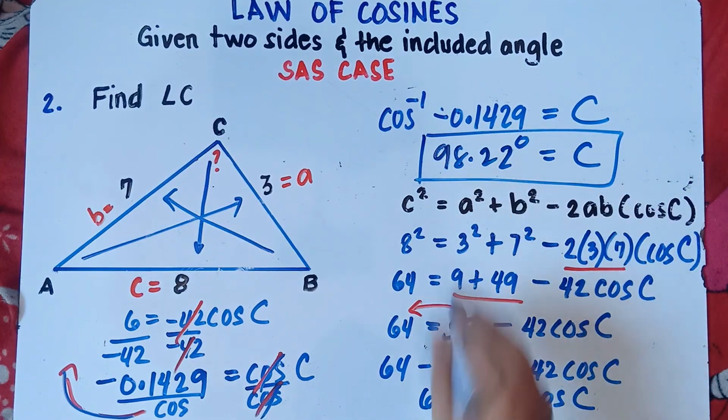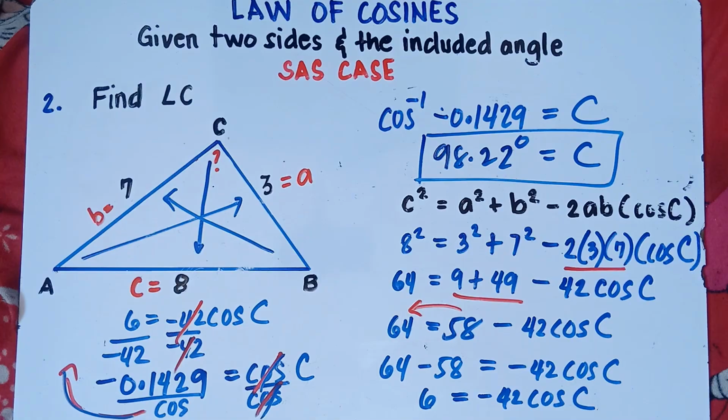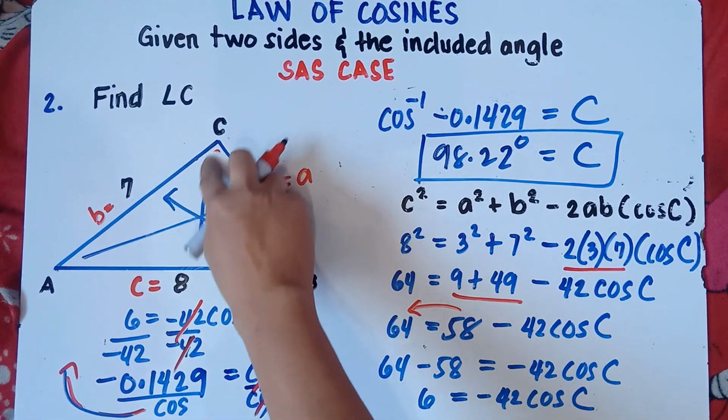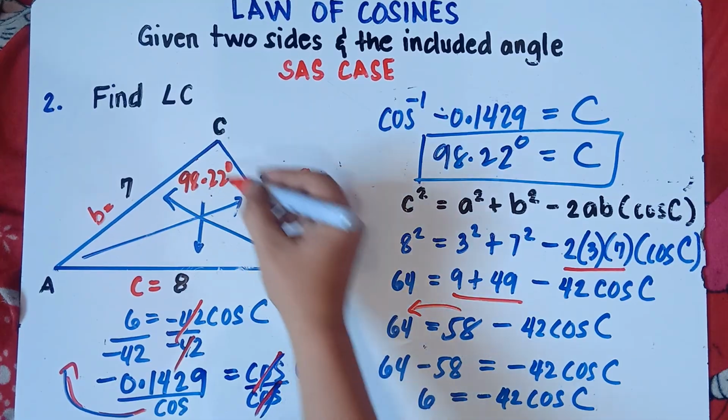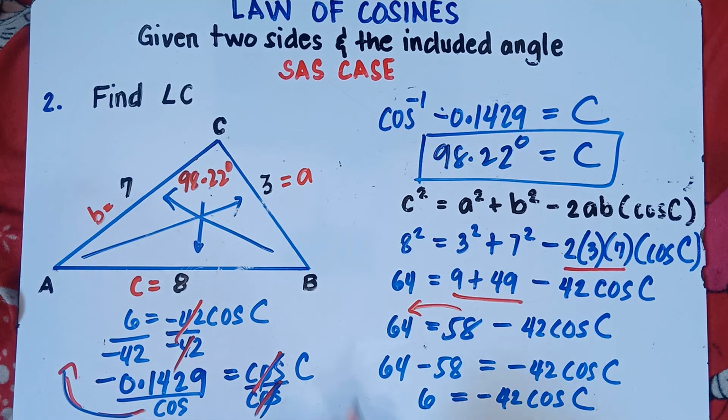That's it, class. All set for angle C. Angle C, this one, is 98.22 degrees. So in finding angle B and angle A, you can do that. So simply use the formula. That's how you find angle C. So I hope you learned something new today.